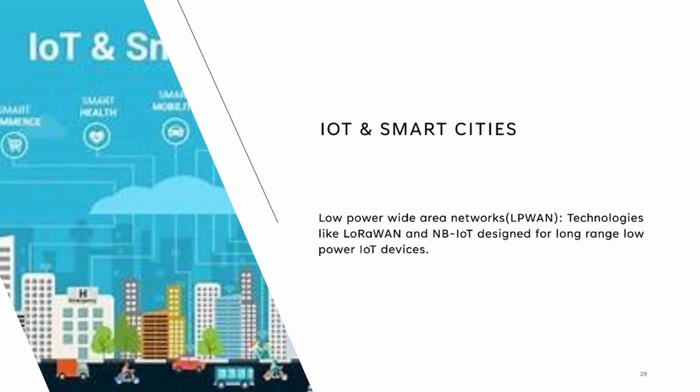Then we talk about IoT and smart city. This is another new concept. IoT and smart cities rely heavily on technology that supports a vast number of connected devices with varying requirements. Low power wide area network, LPWAN. These LPWANs are essential for IoT applications that need to operate over long distances with minimal power consumption. Two popular LPWAN technologies are LoRaWAN and NB-IoT.